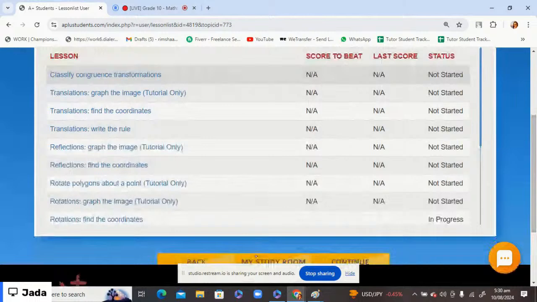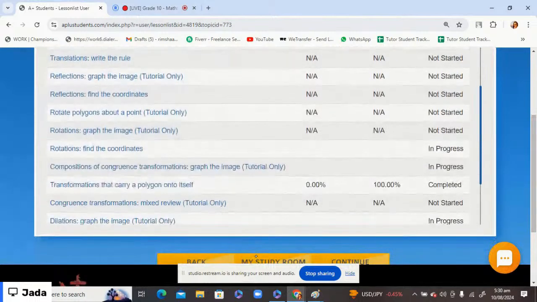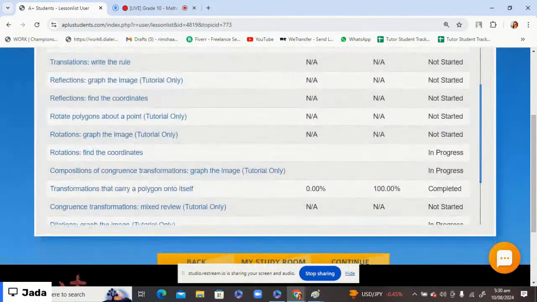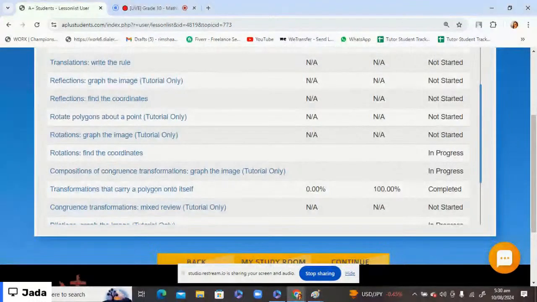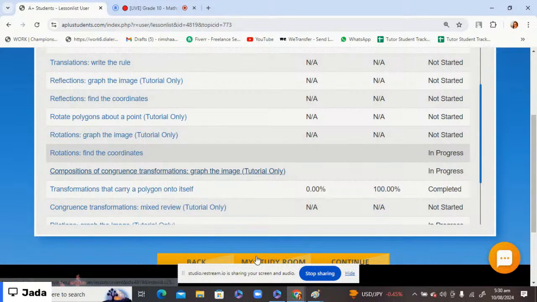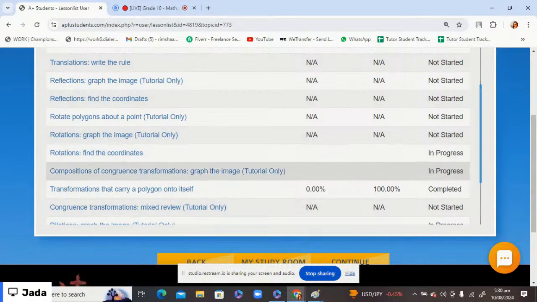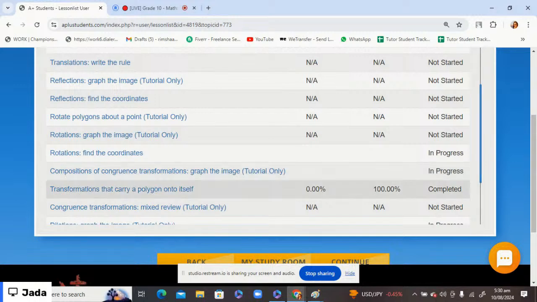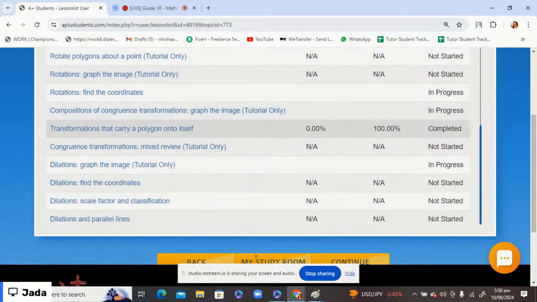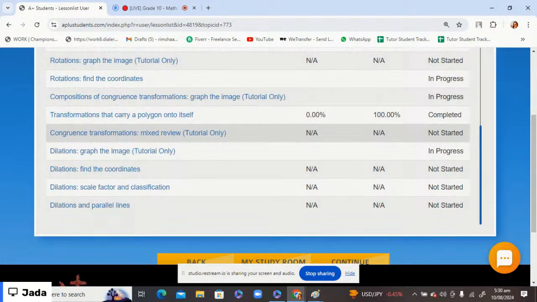Hope you guys understand this lesson as well. Okay, so today we covered first of all the rotation, find the coordinates. Then we covered compositions of congruence transformations, graph the image. We covered the transformations that carry a polygon onto itself. Now let's discuss the congruence transformation mixed review.